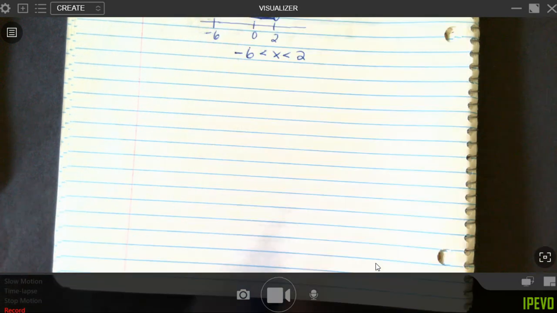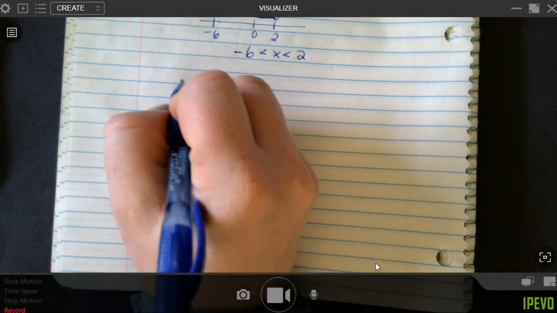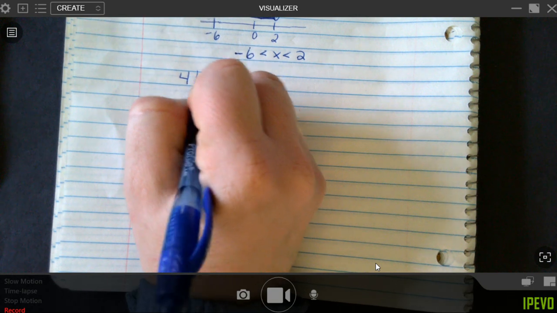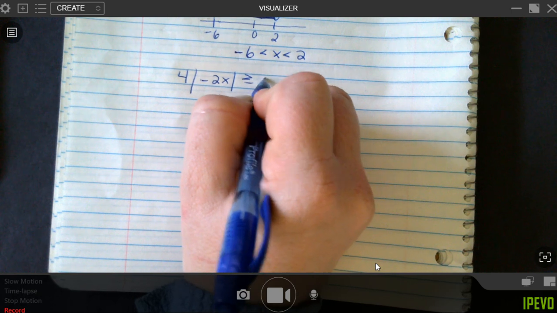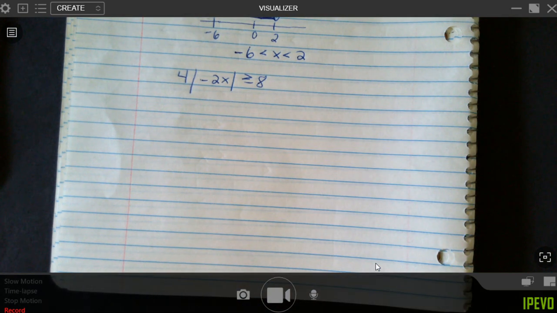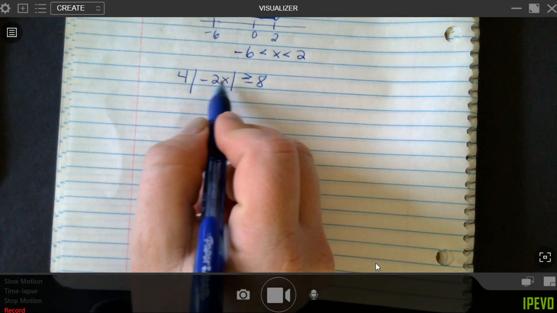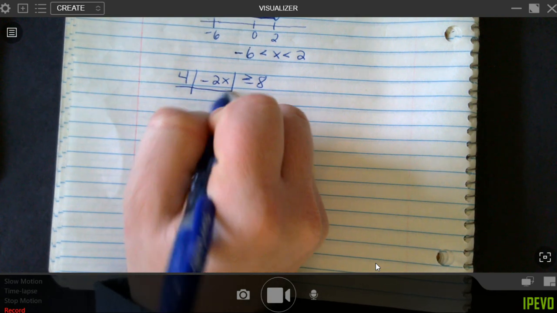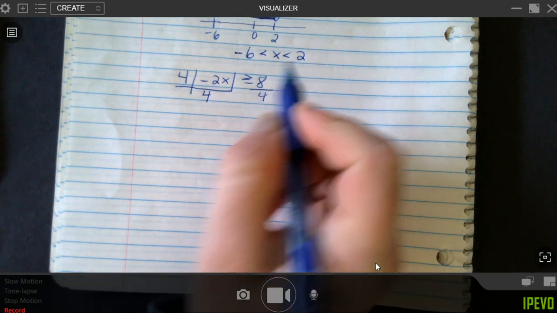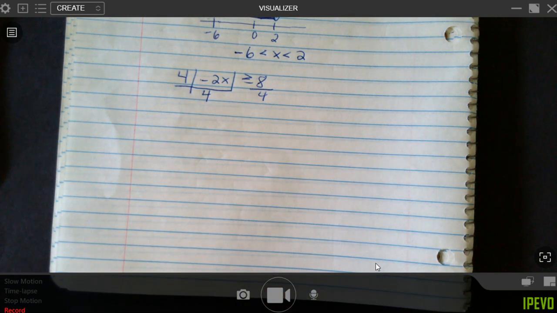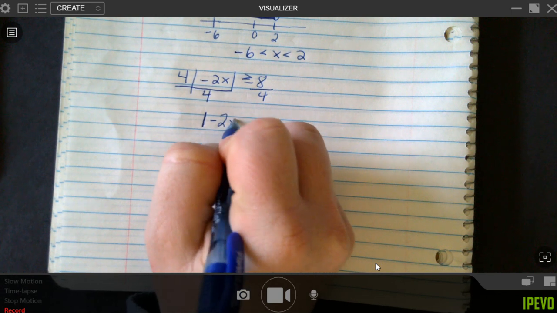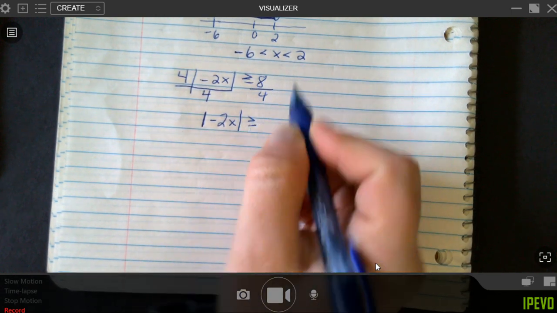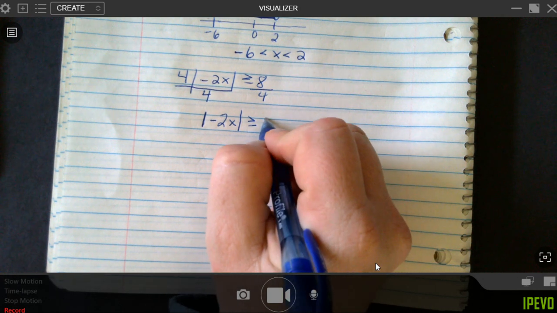So let's move to another problem. Now before we write the two equations, remember we have to isolate the absolute value bars. So here we have this, and we have a 4 hanging out with it, not isolated. So it's 4 times everything. To isolate it, we're going to divide both sides by 4. 4 divided by 4 is 1, so I don't need to write the 1. So we have the absolute value of -2x greater than or equal to 8 divided by 4, which is 2.